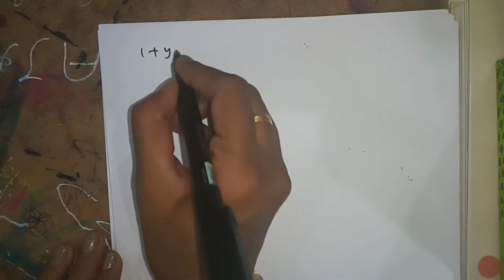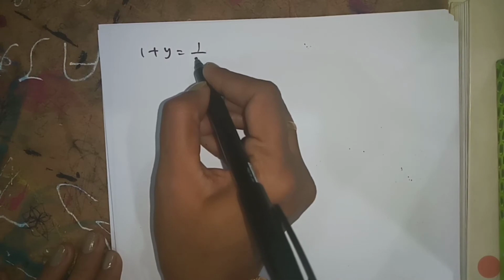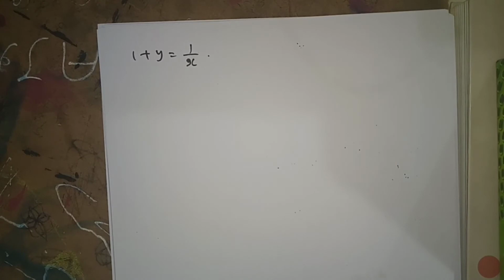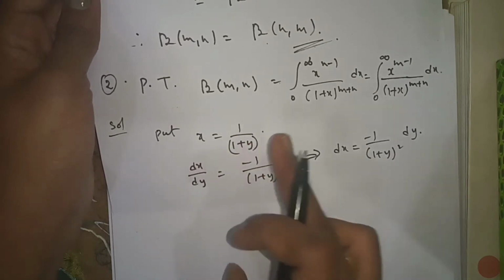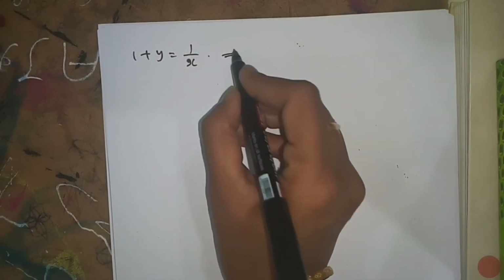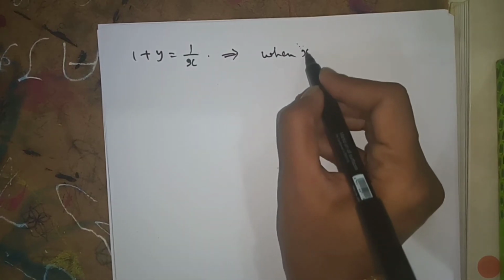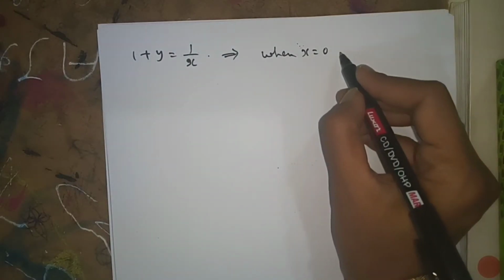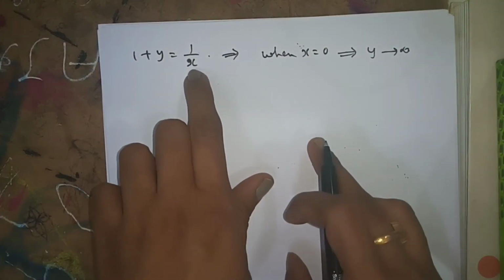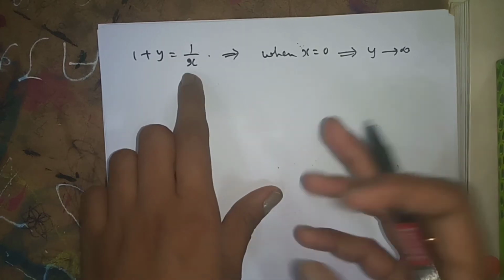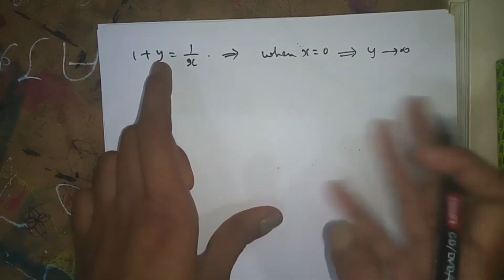To change the limits, we took x is equal to 1 plus y, so let us assume that x is equal to 1 plus y. Therefore, 1 plus y is equal to 1 by x. Now, whenever x is equal to 0, you will get y tends to infinity. If you put x is equal to 0 here, 1 by 0 becomes infinity. Infinity minus 1 is also infinity only.